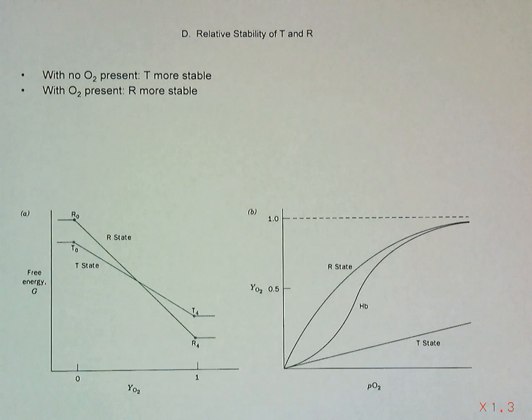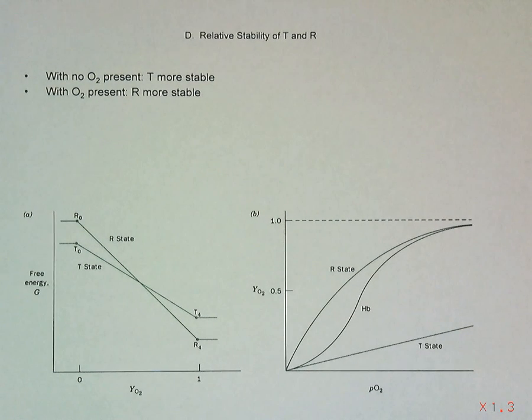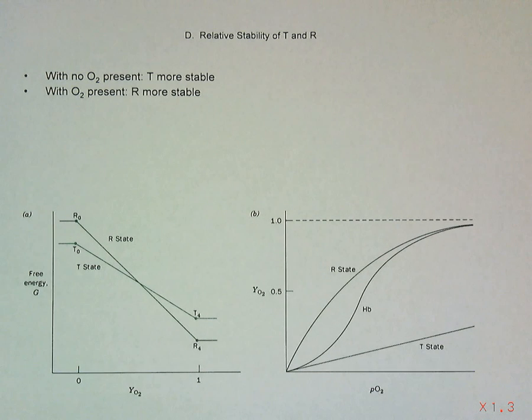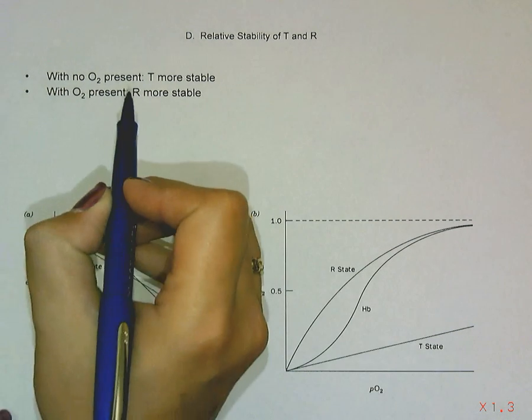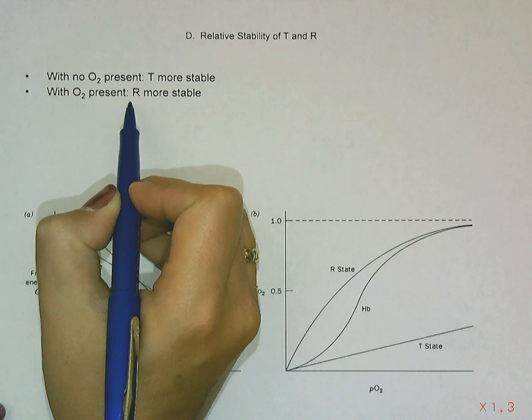Let's walk our way through this graph. All right, so relative stability of our T and R states. These first two statements should make sense. So if there is no oxygen anywhere near hemoglobin, it's going to prefer to be in the deoxygenated state. Because of that, that should be the more stable state. No oxygen, it's in the T state, which means it's the preferred state, and should be more stable. All true. If there's now oxygens present, it's going to move to the oxygenated state, which should be the more stable of the two states.